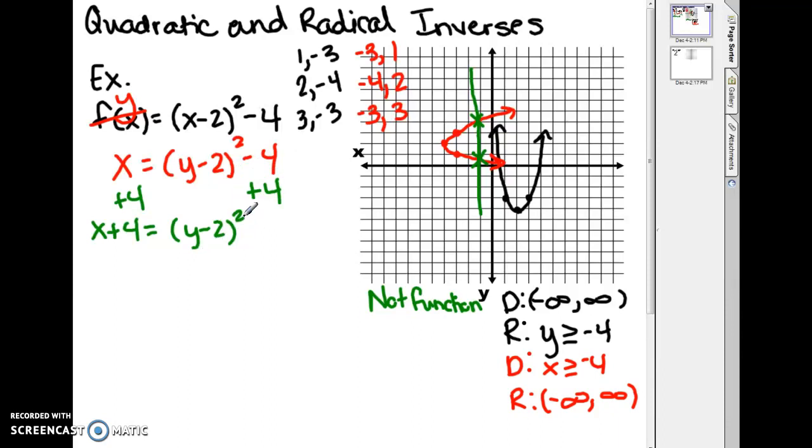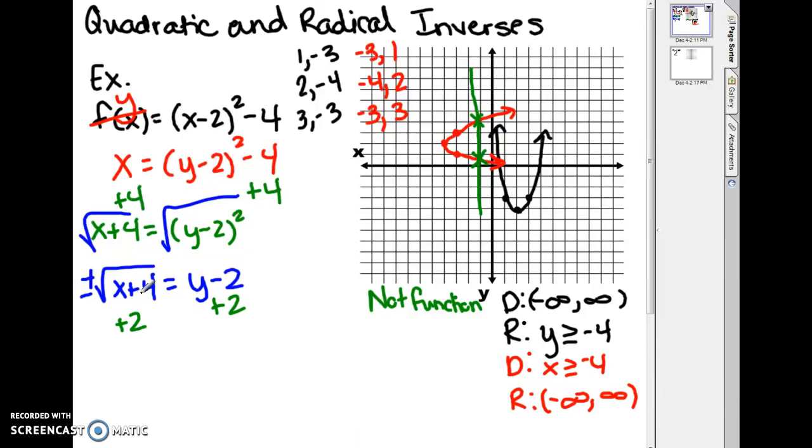Now I need to get rid of the square. To get rid of a square, we take the square root. So I have plus or minus square root of x plus 4. I put the plus or minus because we're taking square root, and we learned that before Thanksgiving. Alright, lastly, I have a minus 2, so I'm going to plus 2 to the other side. Here's the deal. I can't add this 2 to the 4 because this 4 is inside the house. So all I can do is put it in the front. Alright, so there's my inverse equation.